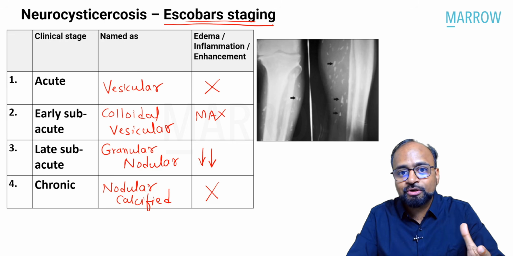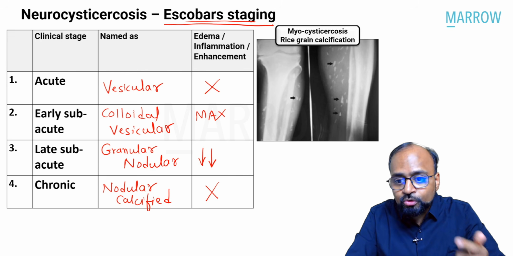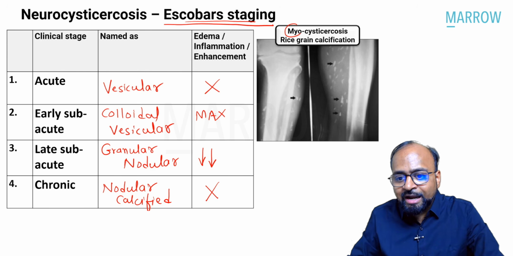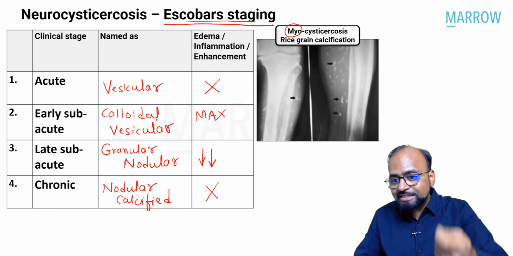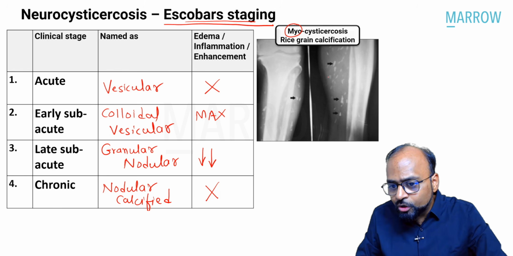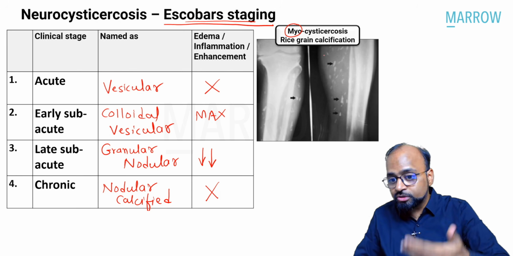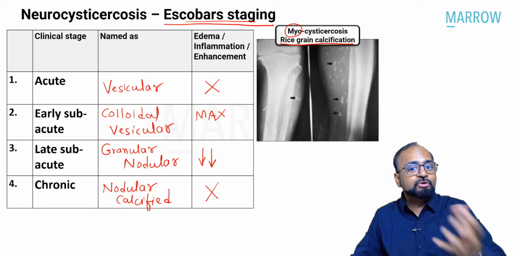This is neurocysticercosis, but not affecting the CNS, but affecting the muscles. So this is called myocysticercosis, because it affects the muscles, and these cysticercosis granulomas within the muscle get calcified. They give rise to these elongated calcifications within the muscle, which can be seen on X-ray. So this is a spotter, many times it is asked. This is called rice grain calcification of myocysticercosis.